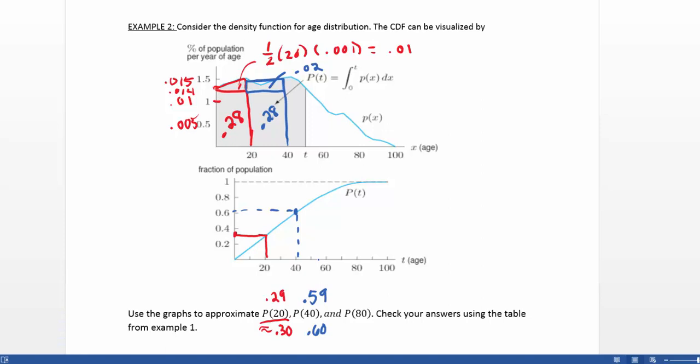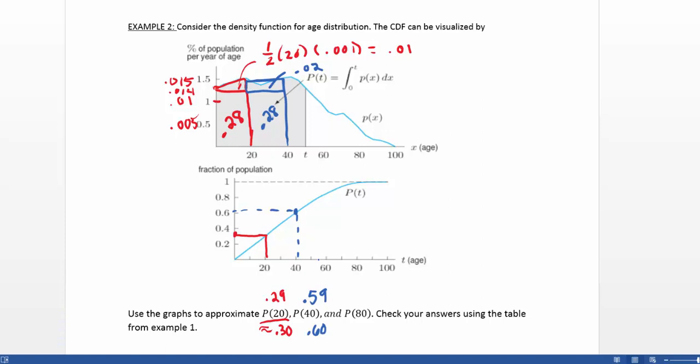0.59. So again, my approximations are really close, which is great because that's exactly what I want, because again, our two graphs are representing our data, but in different ways. So we should be getting the same approximation. So finally, we want to look at what's happening at 80.